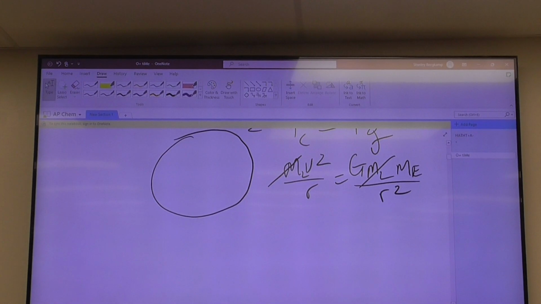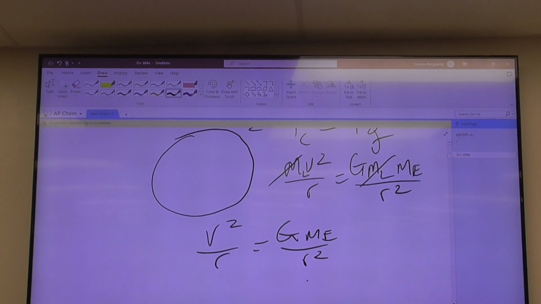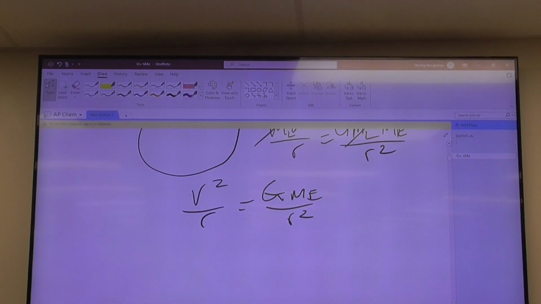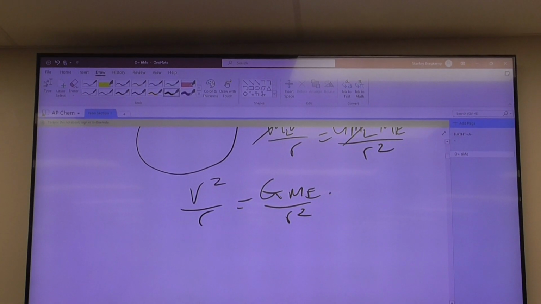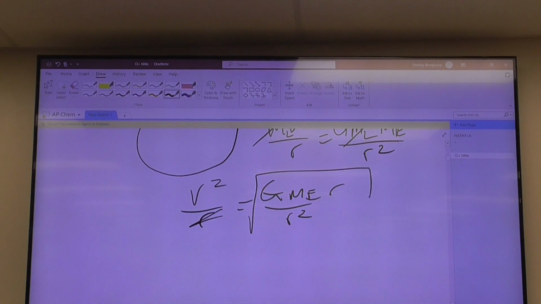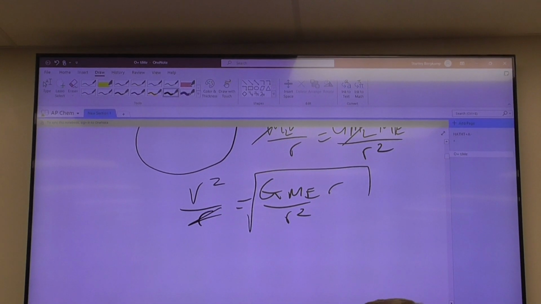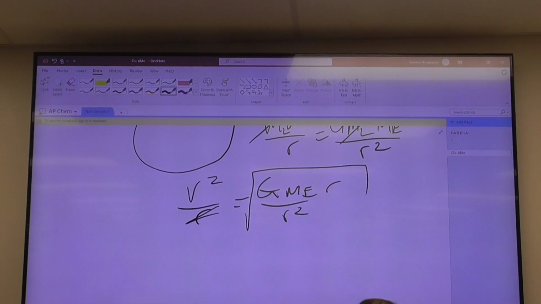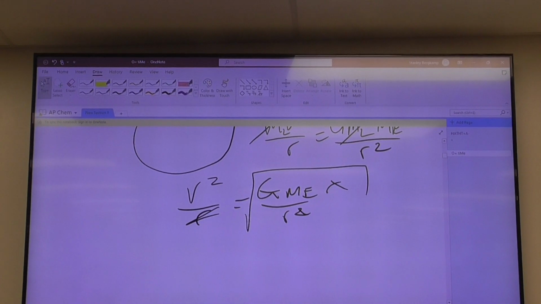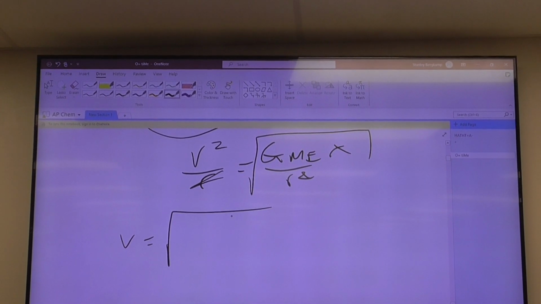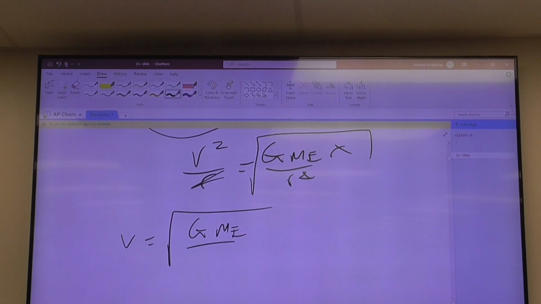So what I've got left is v squared over r equals big G mass of the Earth over r squared. I want to get v by itself. So what am I going to do? Multiply by r. Now, this is a sad day for the pirates, because I'm going to lose one of the r's. So I got v equals the square root of big G mass of the Earth over r.